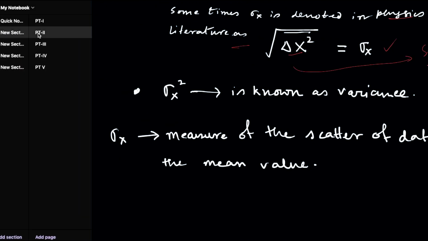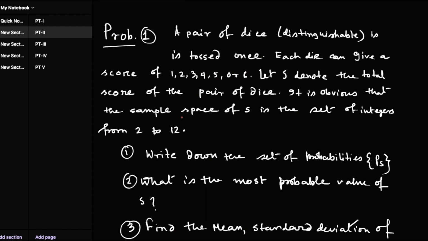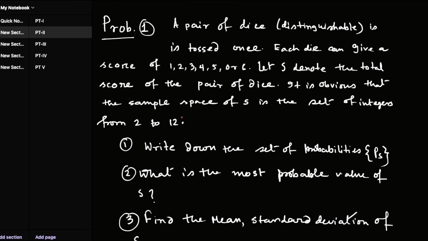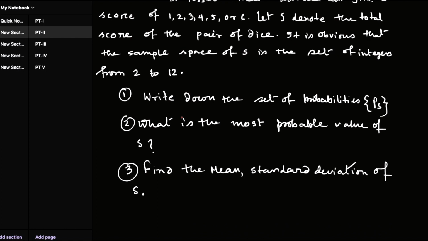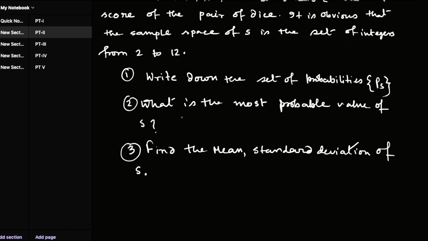Now I am giving a sum on this distribution function. Problem one: a pair of distinguishable dice is tossed once. Each die can give a score of 1, 2, 3, 4, 5 or 6. Let S denote the total score of the pair of dice. It is obvious that the sample space S is the set of integers from 2 to 12. Just think about whenever dice are rolled, what will be the sample space. Write down the set of probabilities P_S, find the most probable value of S, and find the mean and standard deviation of S.